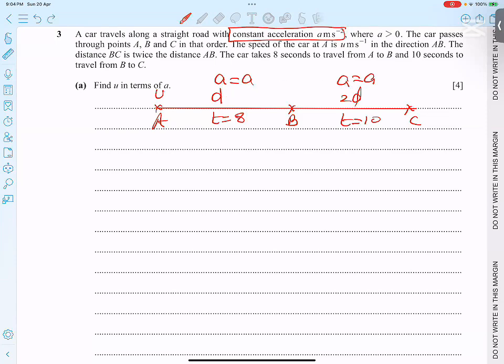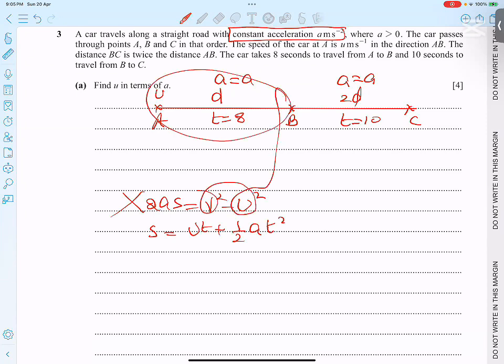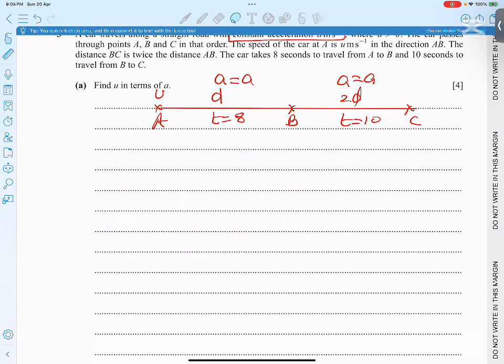How can we do it? We have two formulas. 2AS equals V square minus U square. The second formula is S equals UT plus half AT square. Naturally, this upper formula I can't use, because in this motion we don't have the V. So that is why the upper formula is not effective. The lower formula I will use twice.